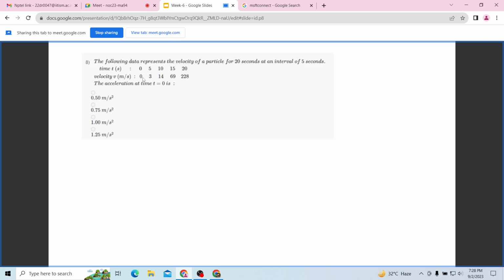Here we have been given velocity. You know acceleration. What is acceleration? Rate of change of velocity with respect to time, that is dv by dt. So you have to calculate dv by dt at time equals to 0. Okay. Use any of the methods. You can use Newton's forward difference formula and calculate the acceleration at time t equals to 0.